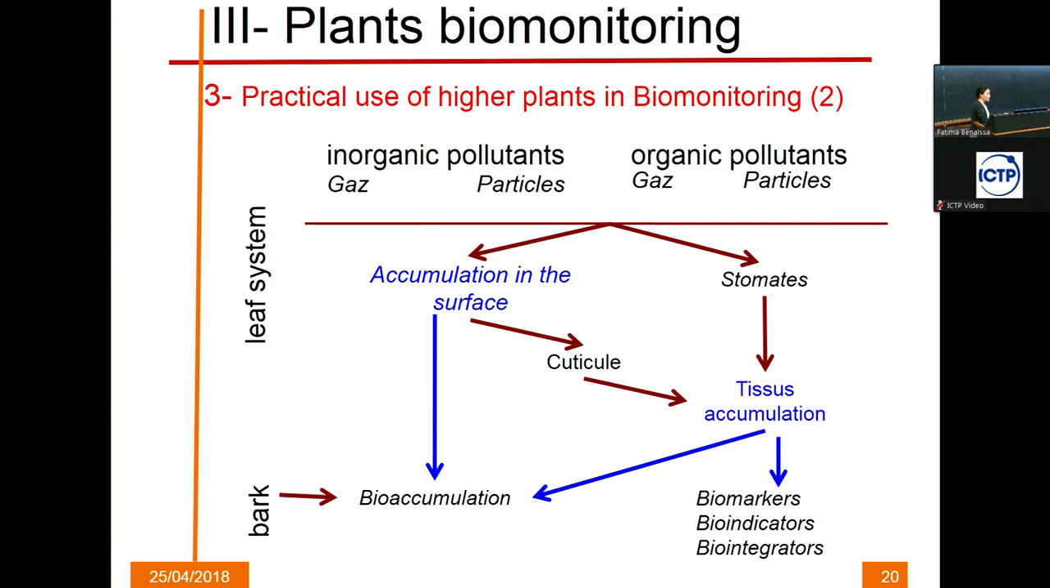The practical method used to biomonitor air pollution with the higher plants. The pollutant affects higher plants either in the stomata or in the cuticle, on the surface. They enter the plants by two routes and affect tissues. So the methods used to detect this effect are biomarkers, bioindicators, and biointegrators. But if we are interested in the accumulation on the surface of the plant, we have to use the bioaccumulation study.